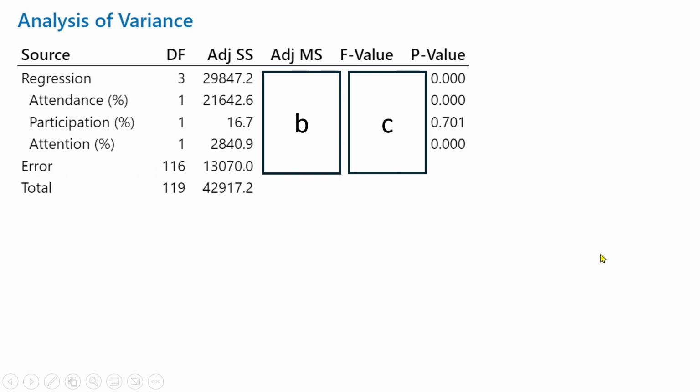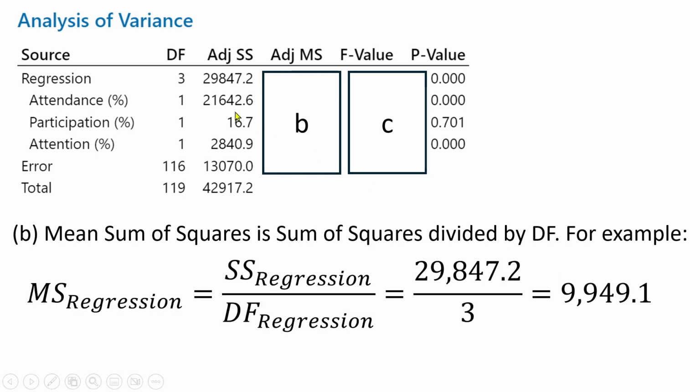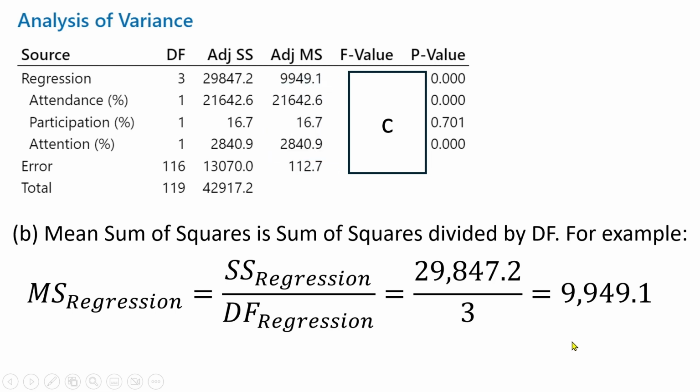Next, we're looking at the adjusted mean sum of squares, but I just call it the mean sum of squares, right? Mean sum of squares is a measure of variance. So how do we get those? The mean sum of squares is just the sum of squares divided by the corresponding degrees of freedom. So for example, if we want to get the mean sum of squares for regression, we take the sum of squares for regression and divide it by its corresponding degrees of freedom, which is 3, and we get this number, 9,949.1.